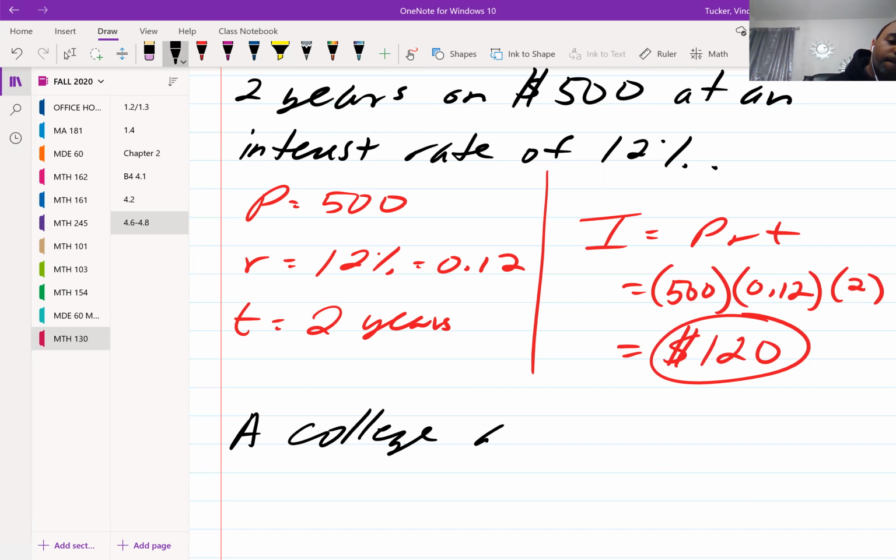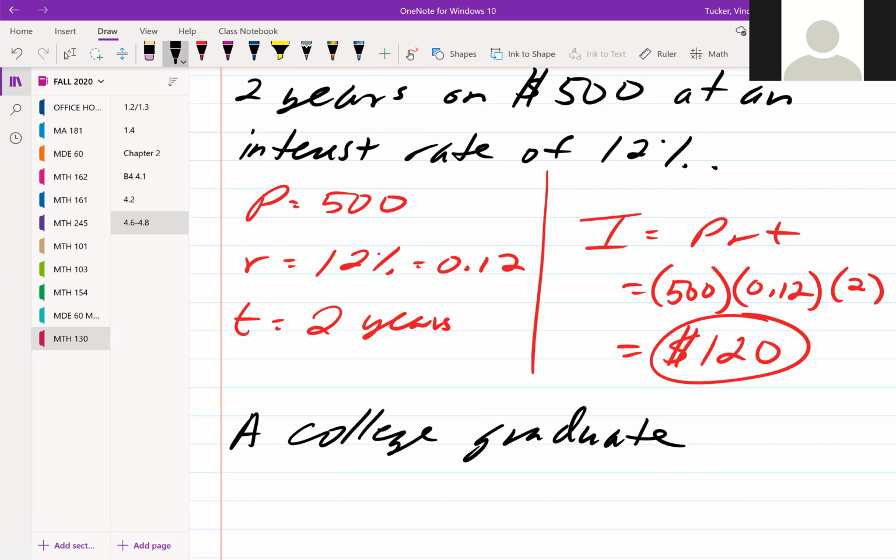What is that you have abbreviated next to the I right there in the second column? Right here, I equals, what is that? PRT. That's not an abbreviation. It's P, R, and T. Oh, gotcha. Okay.